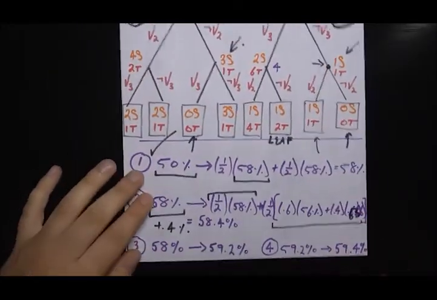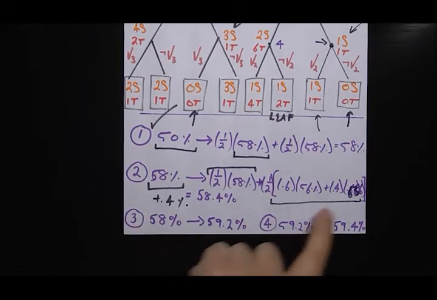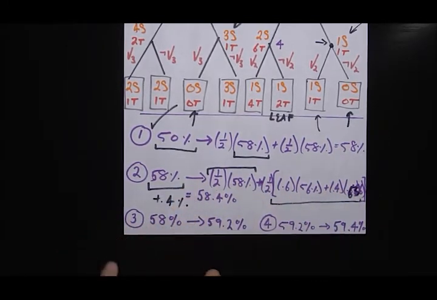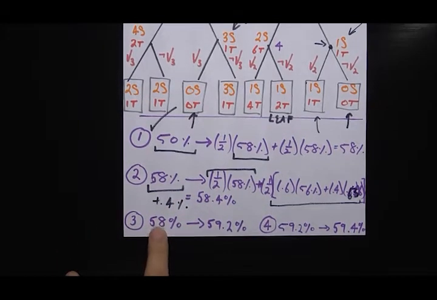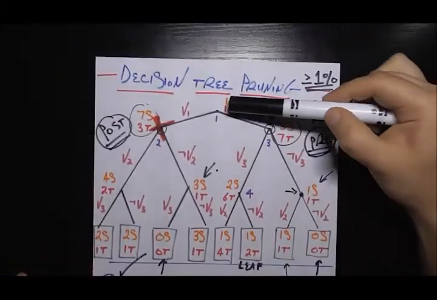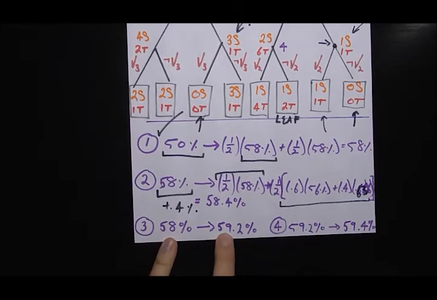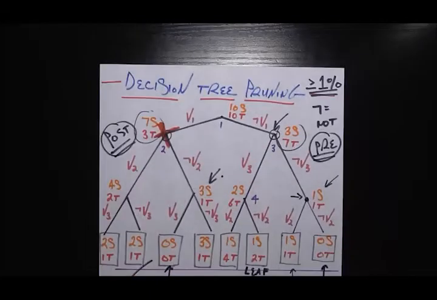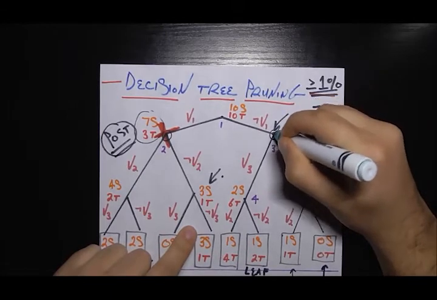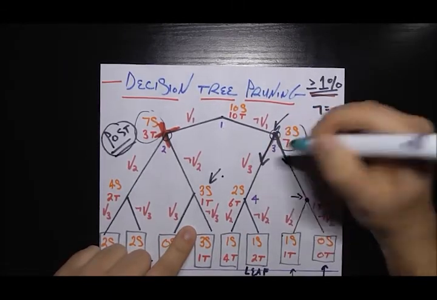Let's see if it does. So 3, I've omitted these calculations here. You can go through them for yourself, but in 3, we're going from a 58% correctness to a 59.2% correctness. So this does exceed our 1% threshold. It's 1.2. So we keep that branch right here. We do go ahead and go down this branch.